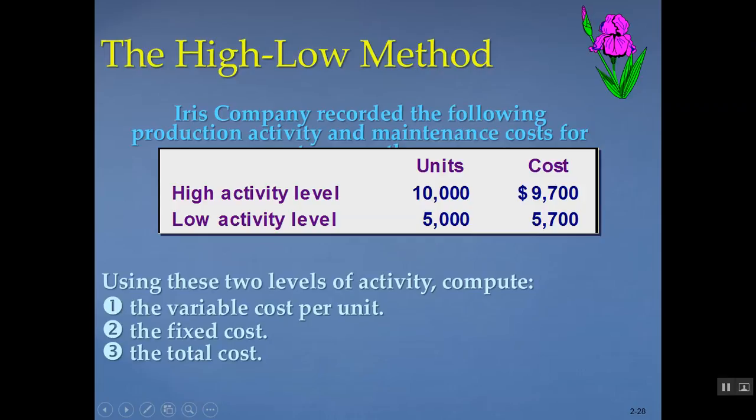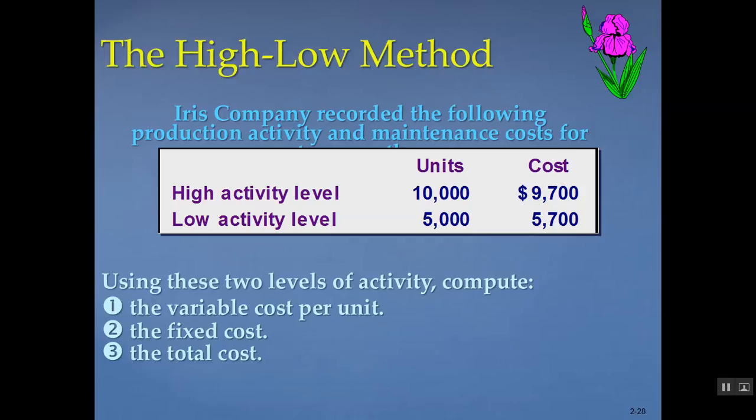The high-low method is looking at different levels of activity. So you're going to have the number of units and the total cost. The total cost is going to be made up of both fixed and variable costs. Using these two levels of activity, we're able to compute the variable costs, the fixed costs, and then the total cost at any given level of production.